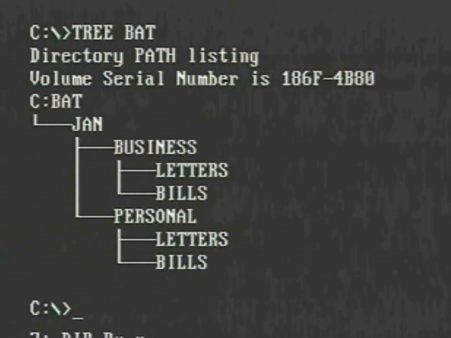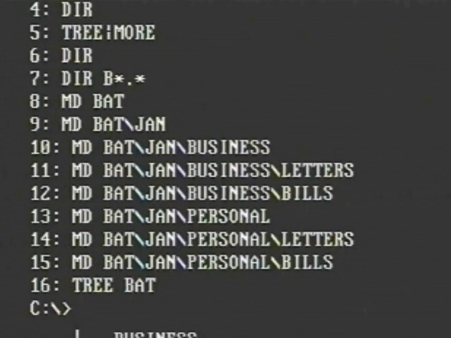Now press F7 to find the MD BAT /Jan /personal /letters command. Retrieve it. That's right, F9, and enter the number beside it.